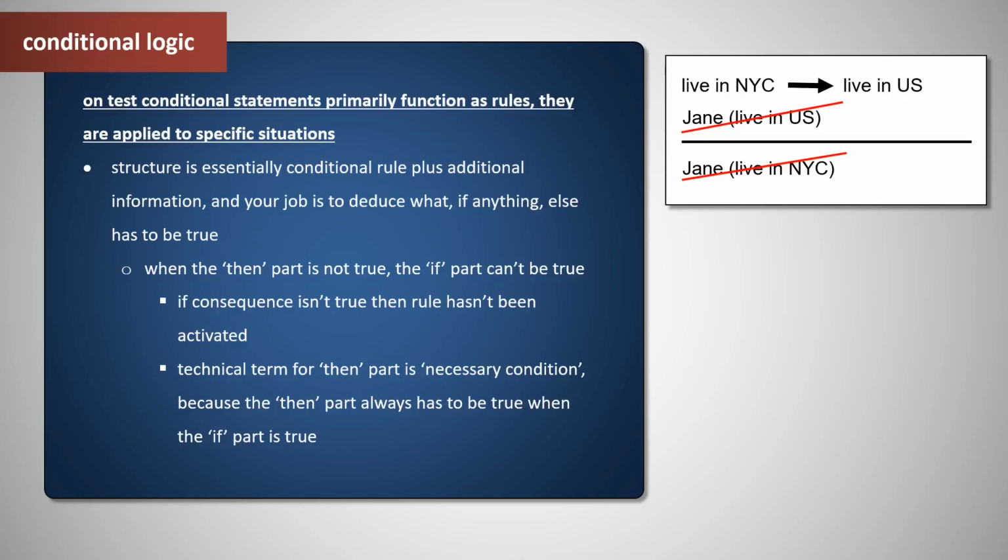And the second way is where they'll give you a conditional statement, and then they'll show you that the consequence did not happen. So if you live in New York City, then you live in the United States. Jane does not live in the United States, so that consequence to that rule didn't happen, so you know it hasn't been activated. And those are the two major ways in which the conditional statement plus additional information is used in the test in order for you to figure out what else can be true or cannot be true. Okay.